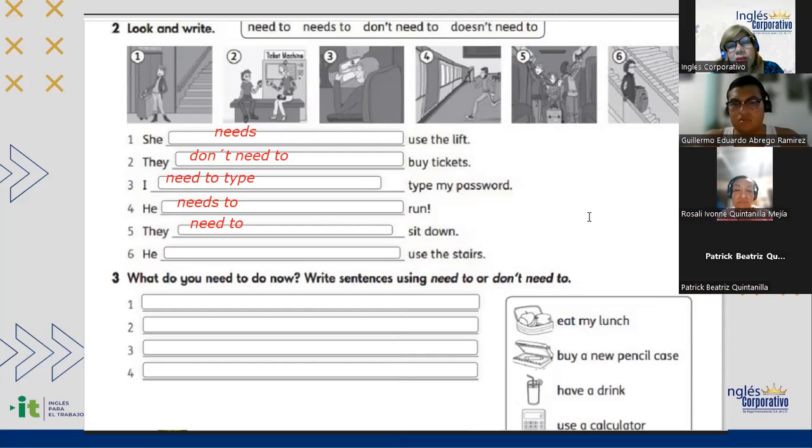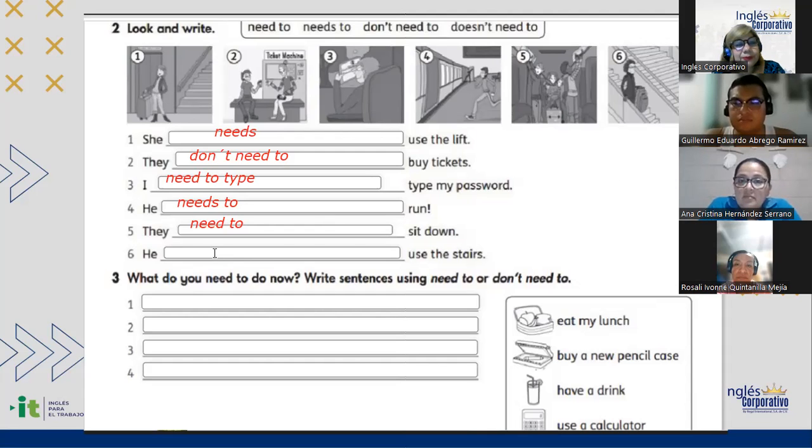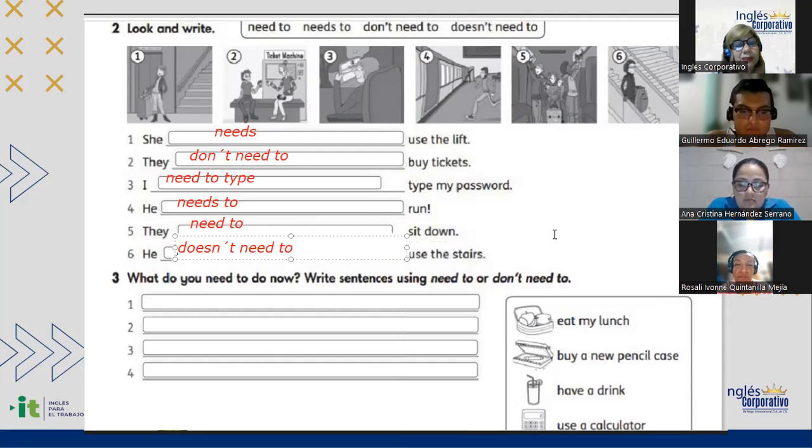Okay, but is he using it? Is he using the stairs in the picture? He doesn't need to. Yo escribí he doesn't. He doesn't need to. Because he, according to the picture, no, right? Because he is using the stairs. Okay, now the part number three can be different, right?